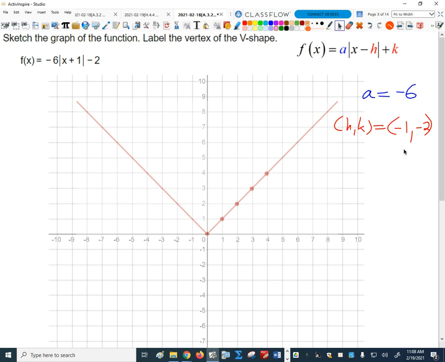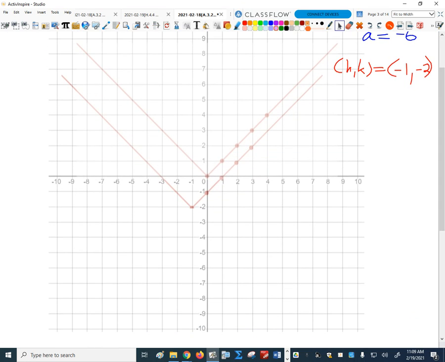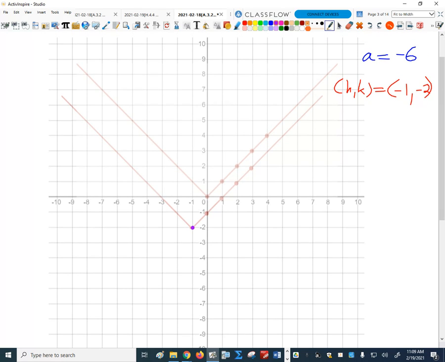So then look what we can do. We know the coordinates of the vertex are -1, -2. I'll just drag this thing over to the location -1, -2. Okay, there's my new vertex, -1, -2. Now, A is equal to -6, right? So I know the vertex is going to be here. What's the slope of the right leg going to be? What's the slope of the right leg of this thing going to be? Type it in chat.